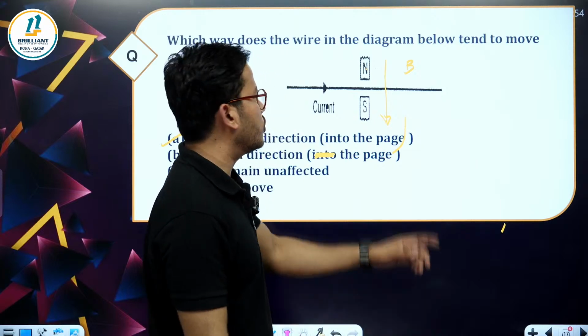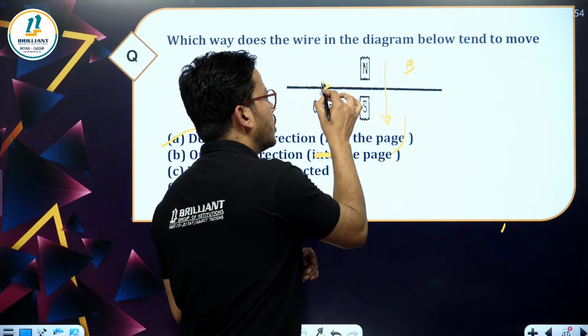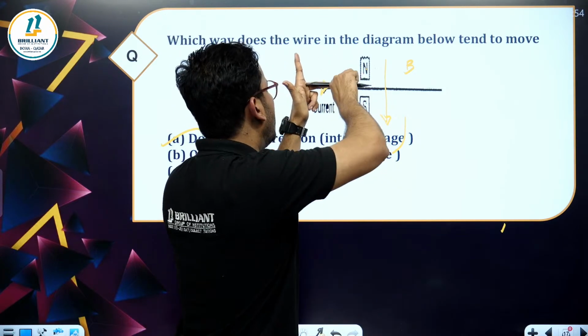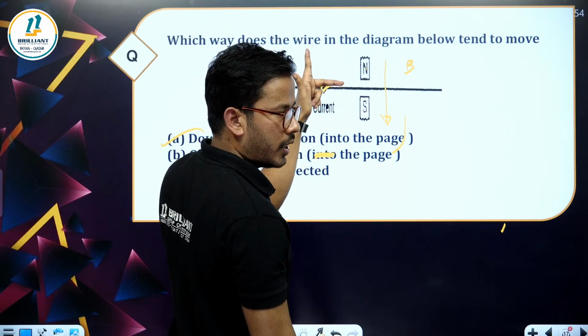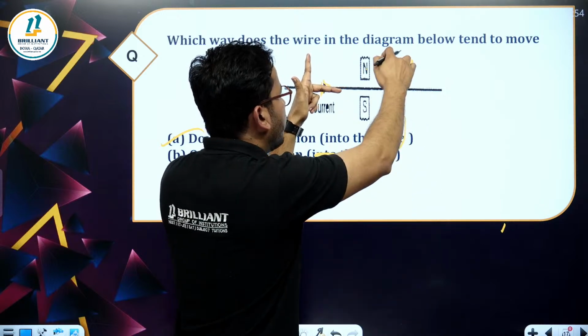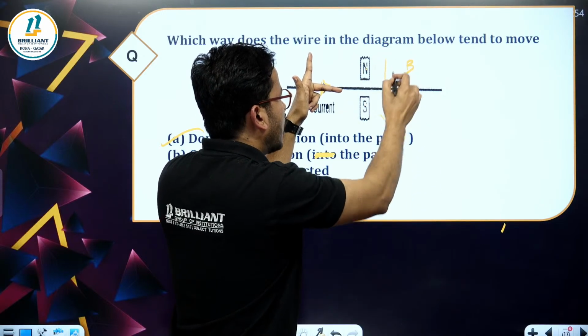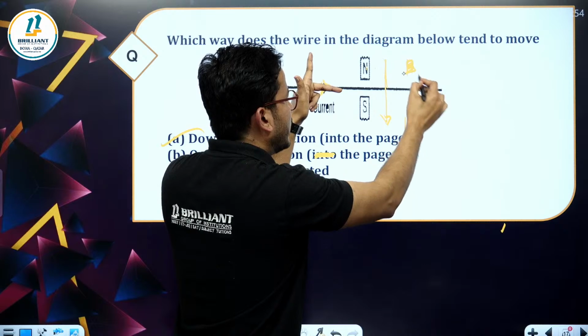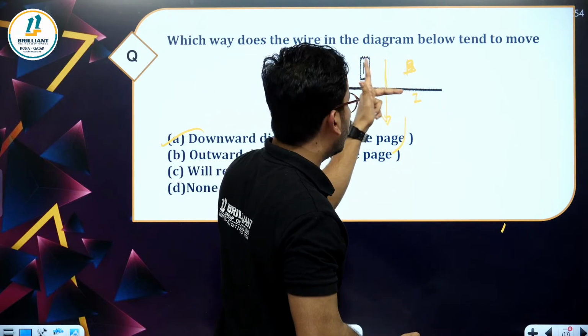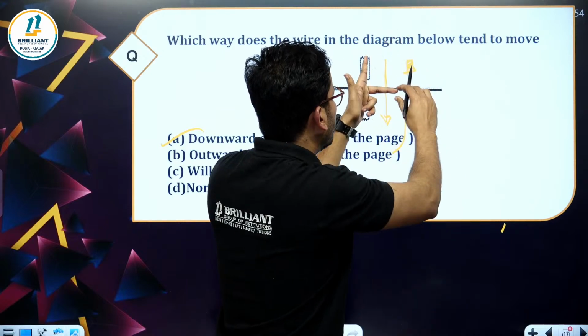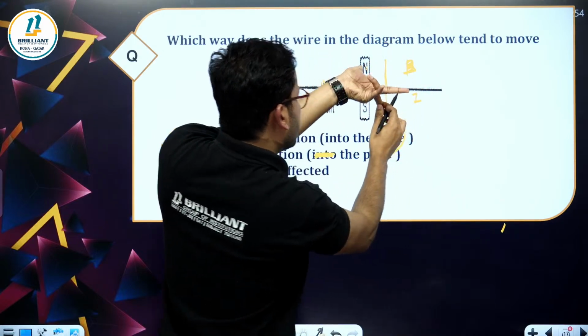It's very simple, guys. You need to point this middle finger towards this direction. You did, I guess, right? Then the magnetic field, north to south. B stands for magnetic field. This is the current direction. So current, magnetic field is downward. So roll it like this, downward.